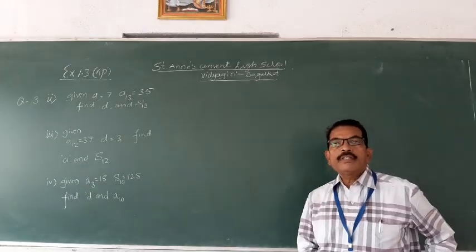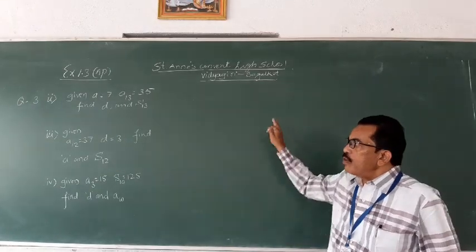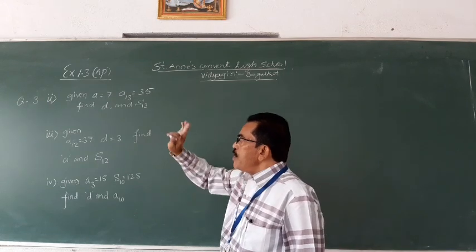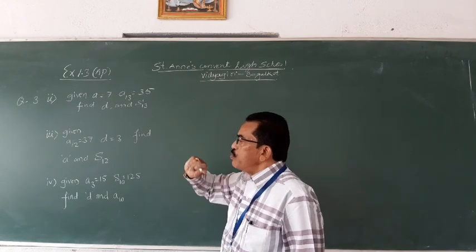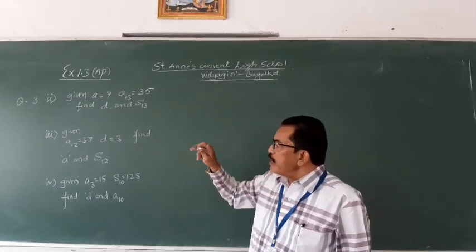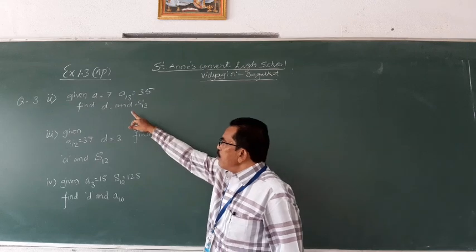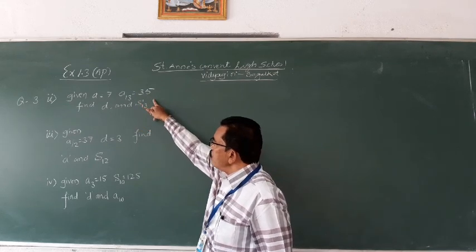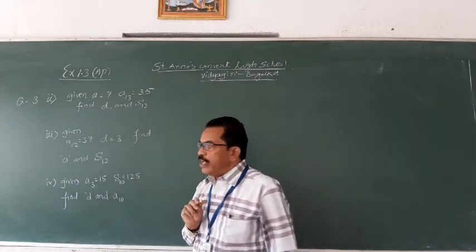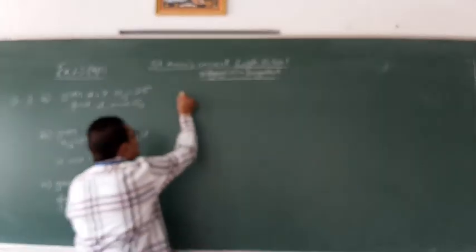Good morning, students. Yesterday we solved exercise 1.3, first one. Today, let us begin the second one. Given a equals 7, a13 equals 35. Find d and S13.